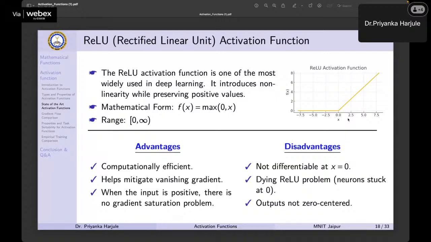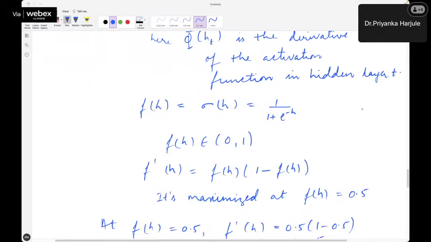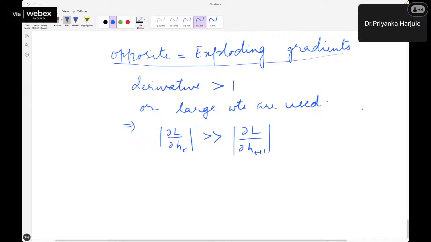And then it is also not zero centered. So all the outputs are greater than or equal to 0, which results in slower convergence due to the shift. So basically ReLU is used in almost all the hidden layers. So let us see the problem that it is having, the dying neuron problem.